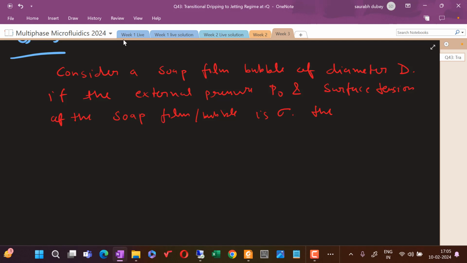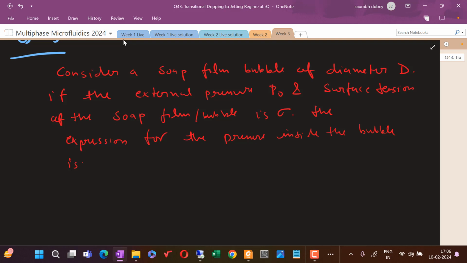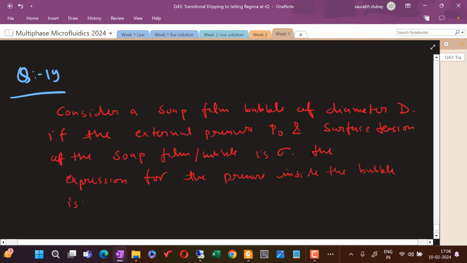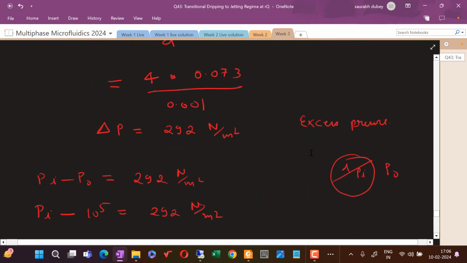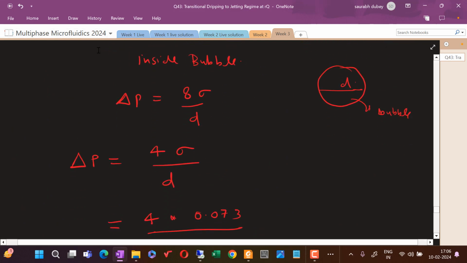The expression for the pressure inside the bubble is, so this we have already discussed. So if you want me to discuss it again, the formula we have discussed was this one.